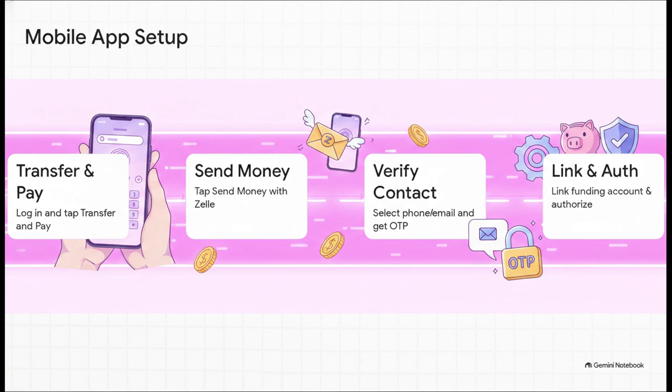For Step 3, the system's going to ask you to select either your US mobile number or email address to act as your unique Zelle identifier. You'll instantly receive a one-time passcode or OTP just to verify that you actually own that number or email. And finally, Step 4. Simply select which Citizens account you want to use for funding and receiving, accept those terms, and boom, you are fully authorized and ready to roll.